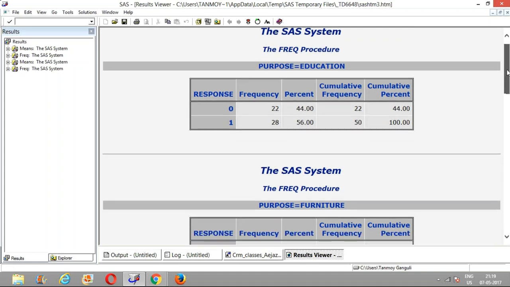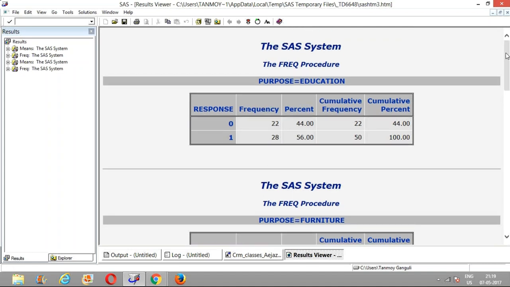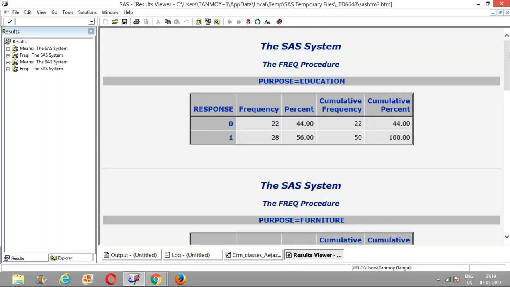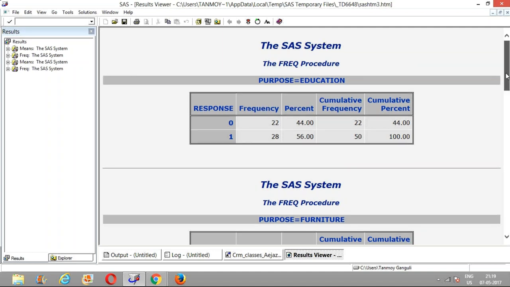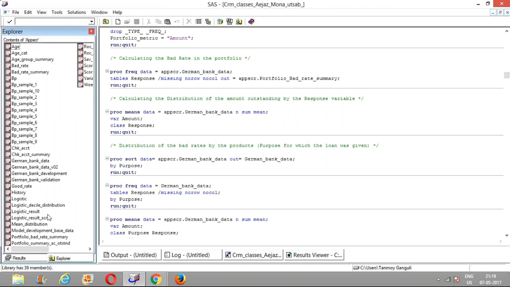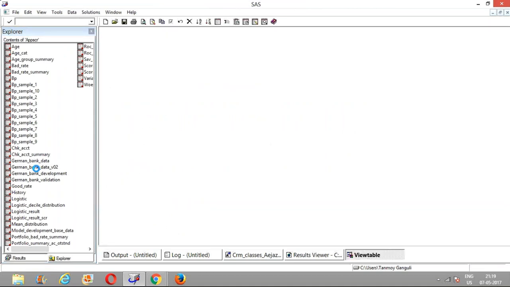So just one thing, having this granular kind of purpose variable with so many purposes seems to generate too much information, and we cannot actually extract very informative aspects for comparison if we are using this granular version of education, furniture, etc. Right? So what I have done is, I had created another data set called the German Bank Data Version 2.